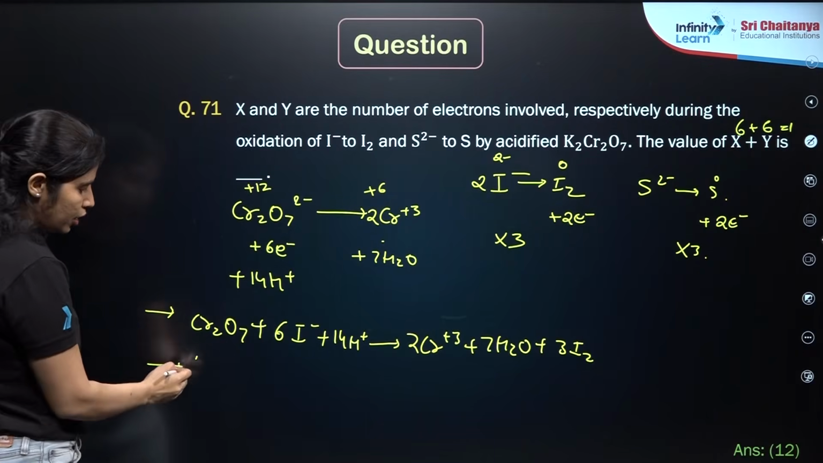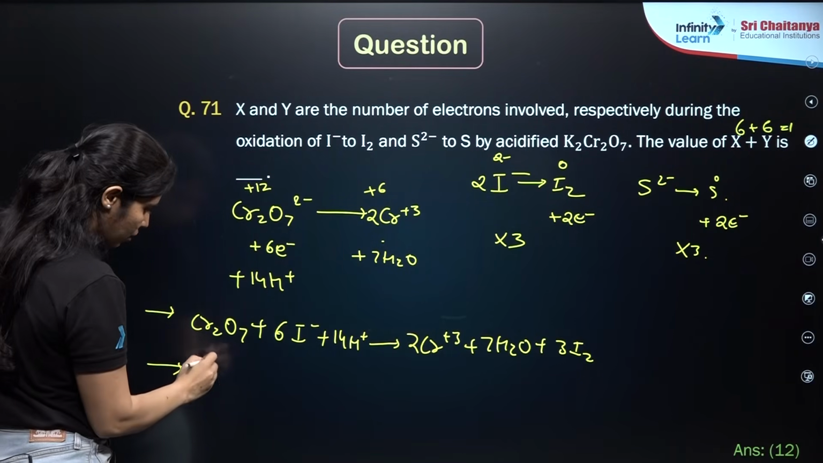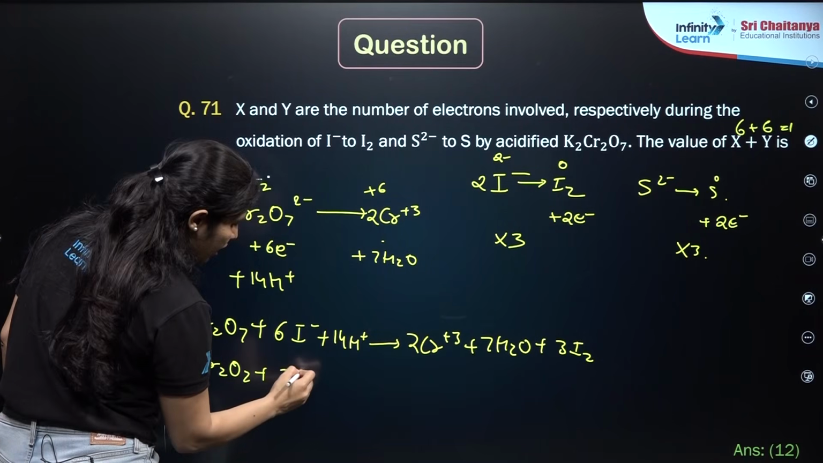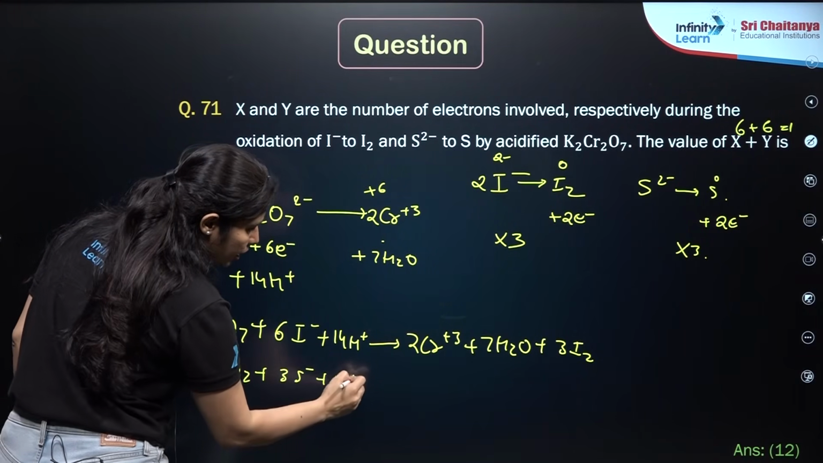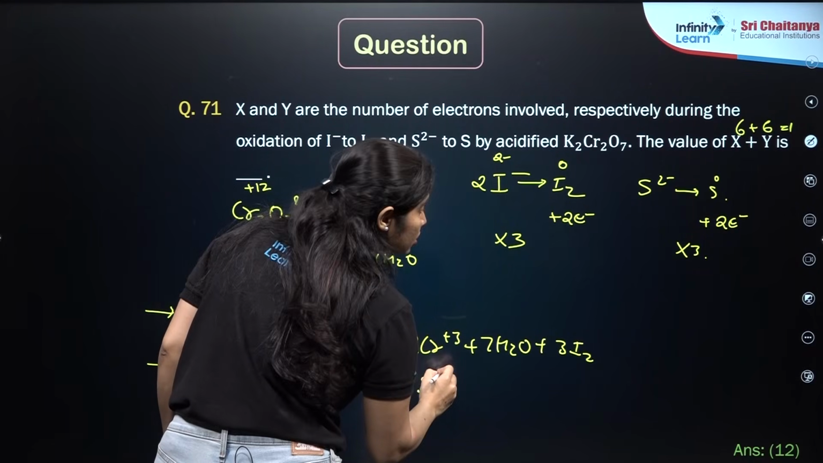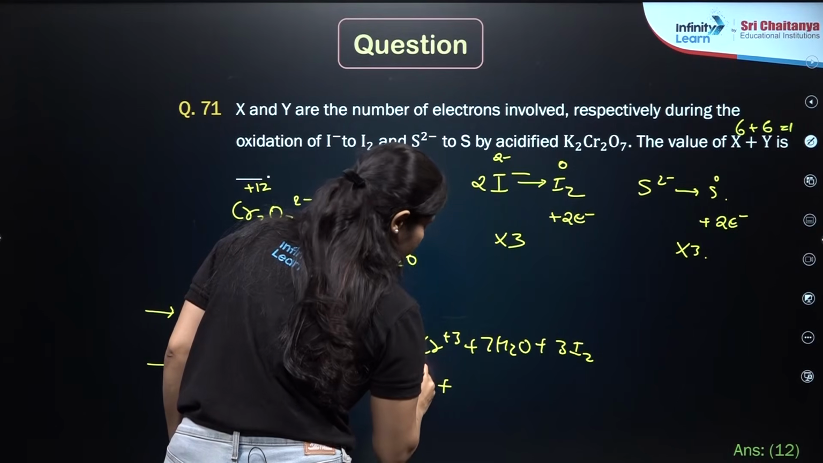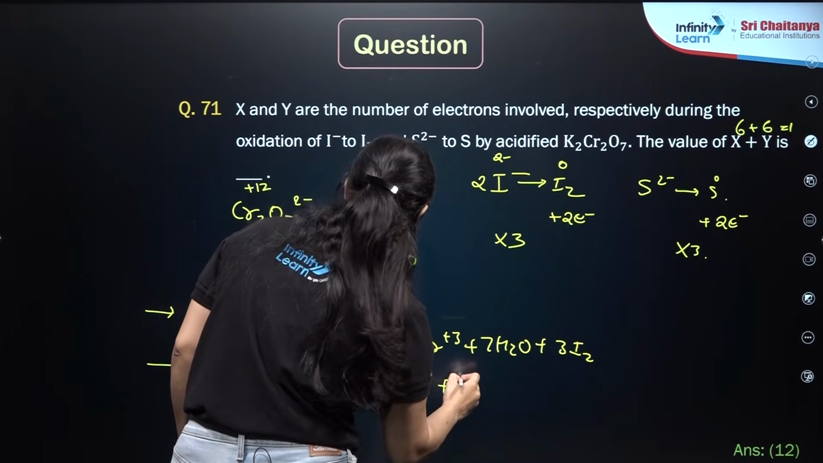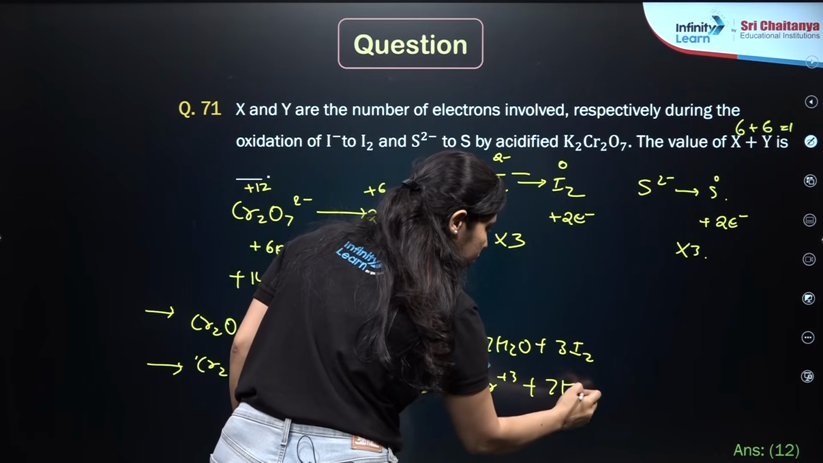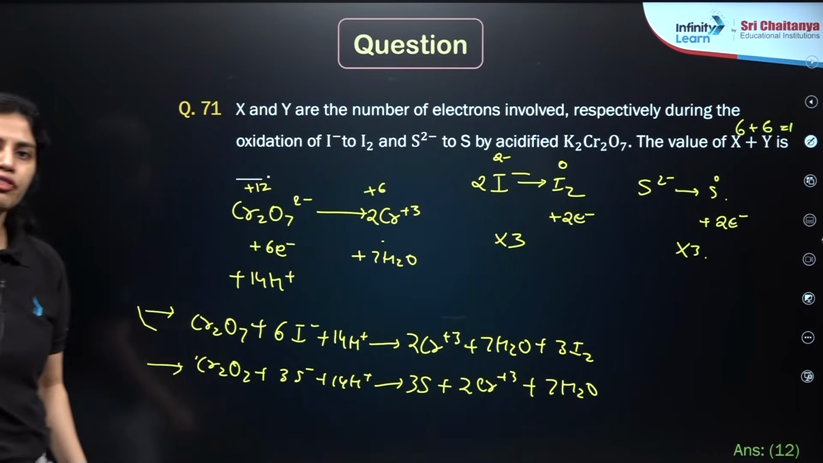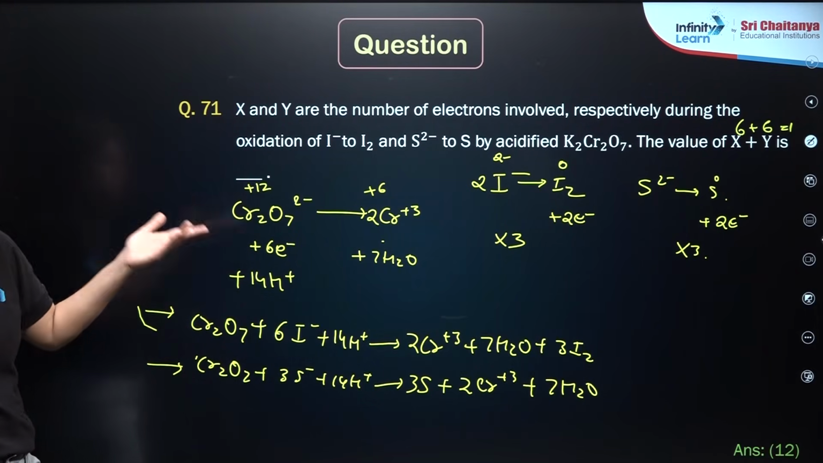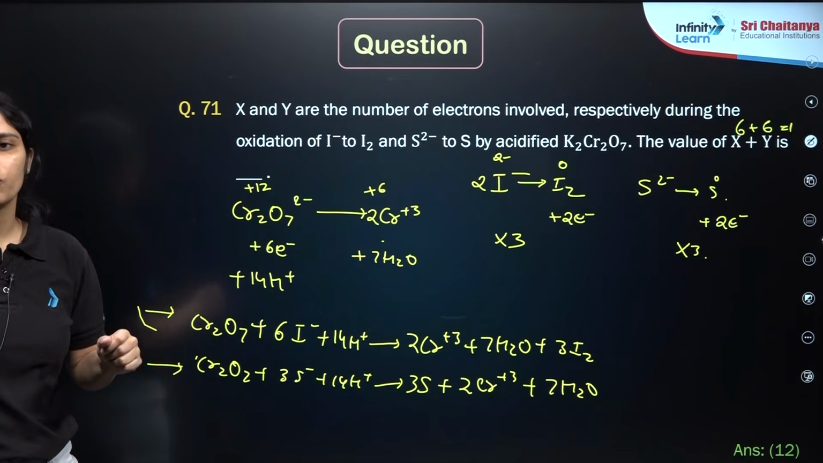Okay. Similarly, if you want to, you can write down the other equation, that is not a problem. Cr2O7 plus 3S minus, 14H plus, and here 3S. Then we have 2Cr plus 3 and 7H2O. Only for your reference so that you know how the complete reaction looks like. But if you see the number of electron transferred, clearly 6 electrons are going to be in total for both of them.